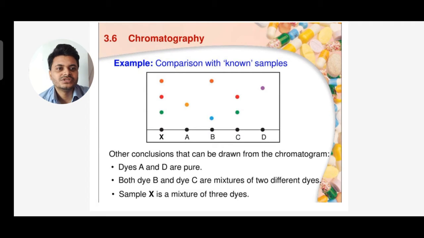Other conclusions that can be drawn from the chromatogram are that dyes A and D are pure. Both dyes B and C are mixtures of different dyes. You can see different dyes are there. In B and C they are mixtures of different dyes, whereas sample X is a mixture of three dyes. In sample X you can see a mixture of green, red and orange, whereas in sample A only one dye is there, and in D only one dye is there.